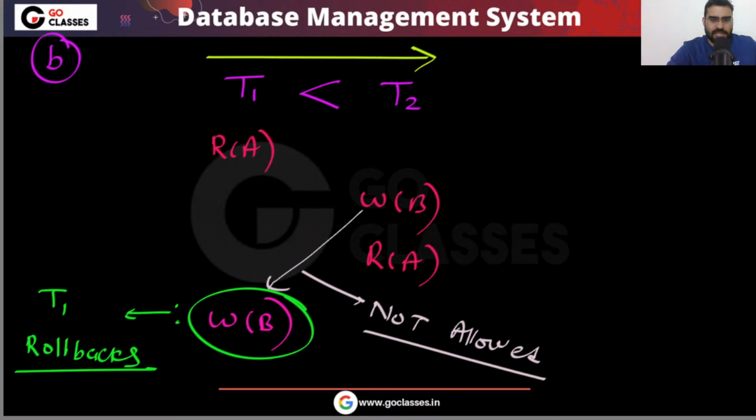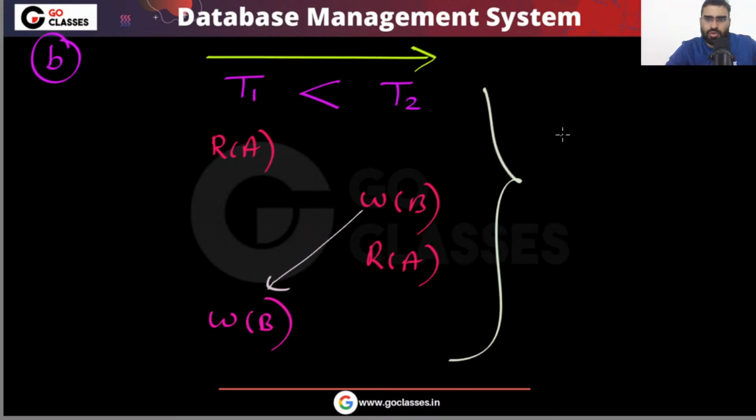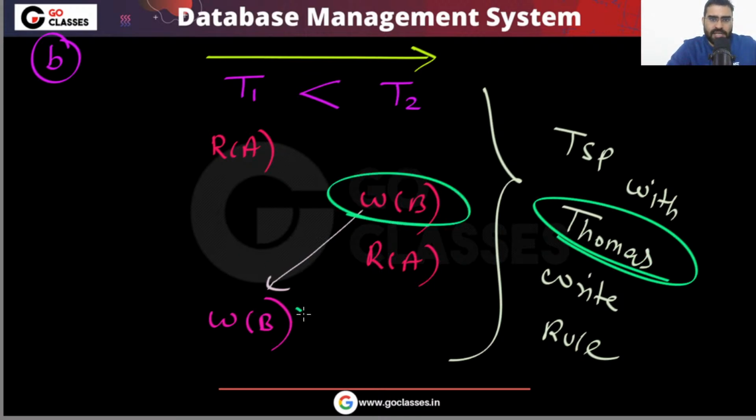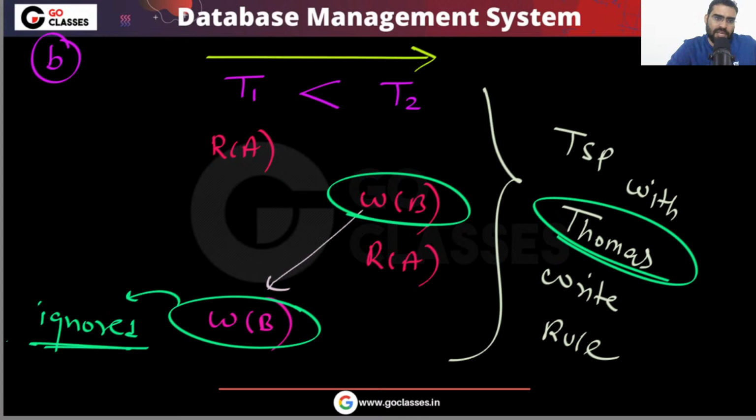Now, tell me the answer. If I ask you, in the same question, if you use timestamp protocol with the Thomas Write rule, then what will happen? In this situation, this is a write-write conflict. You can see this is a write and this is a write. So this will be ignored.